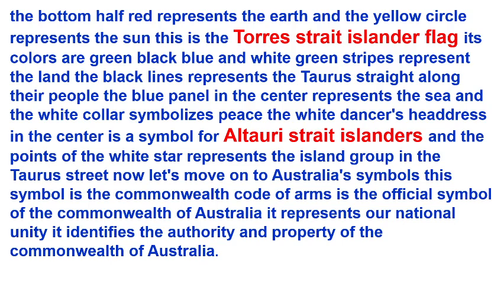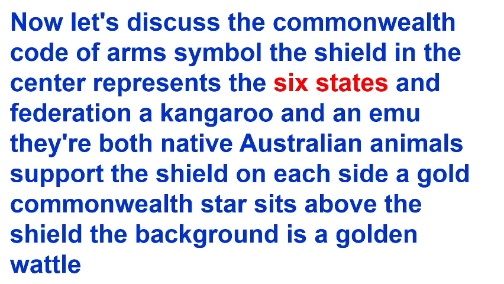Now let's move on to Australia's symbols. The first symbol is the Commonwealth Coat of Arms, the official symbol of the Commonwealth of Australia. It represents our national unity. It identifies the authority and property of the Commonwealth of Australia.